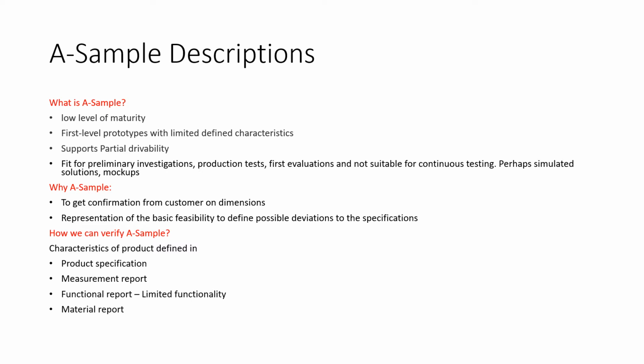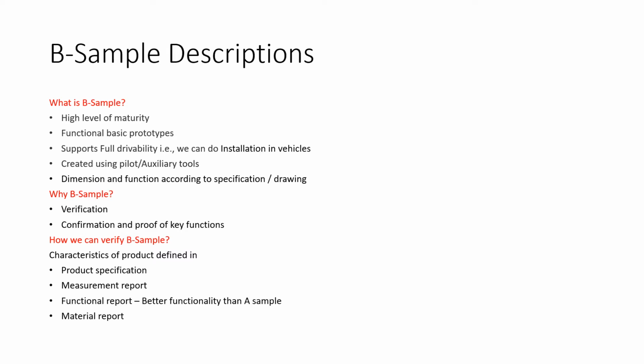Or you can verify the product A sample. First of all, you have to look into the product specification for the characteristics defined. The second thing is the measurement report. The third thing is the material compliance report, and the fourth one is the functional report. Since it is offering limited functionalities, you can only verify for those functionalities.